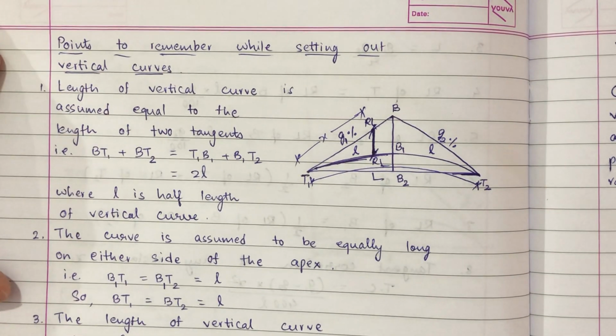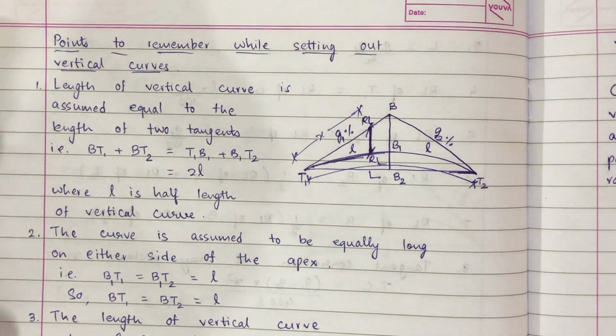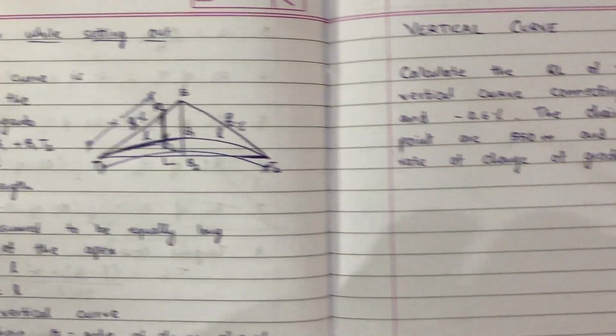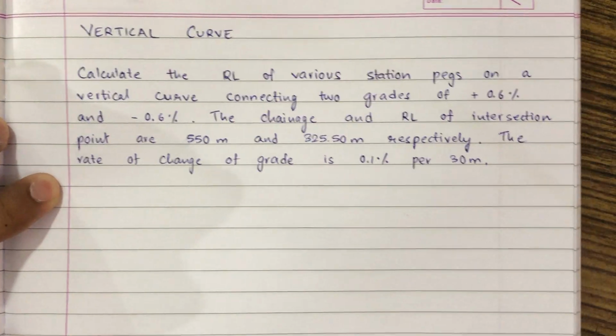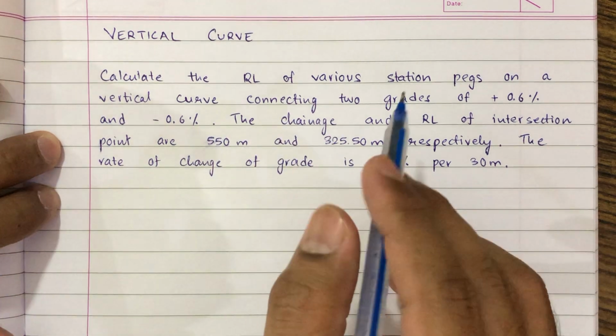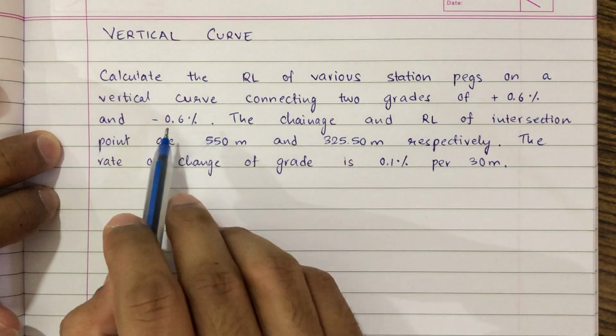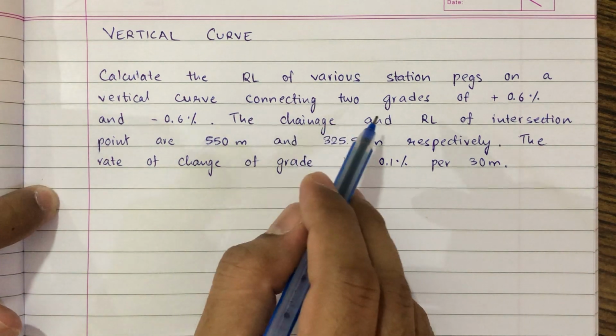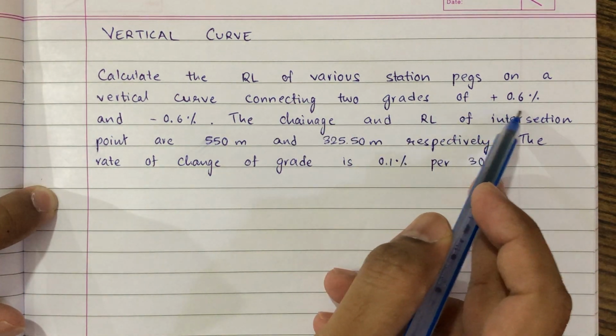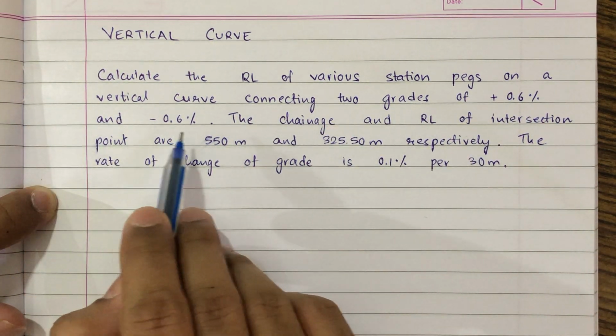Based on these points, let us solve one. Let us set out a vertical curve. Calculate the RL of various station pegs on a vertical curve connecting the grades of plus 0.6% and minus 0.6%.